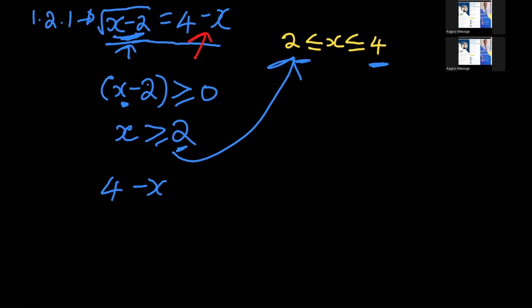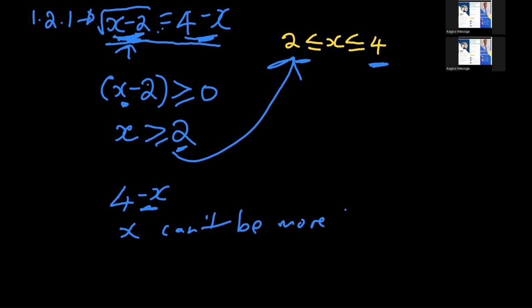Because we know the square root of x minus 2 cannot be negative, this expression, which is equal to it, also needs to be positive or 0, since the square root of this expression cannot be negative. Meaning x can't be more than 4. So x is less than or equal to 4.